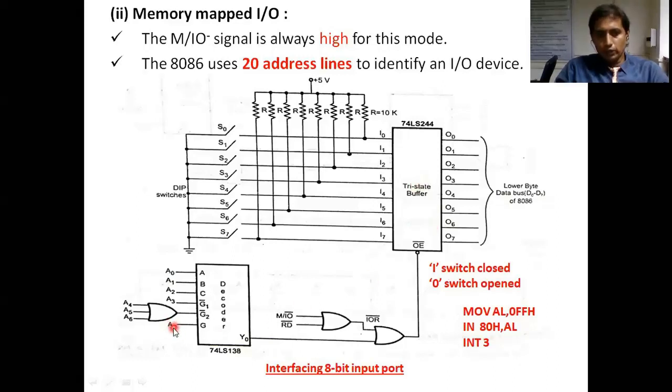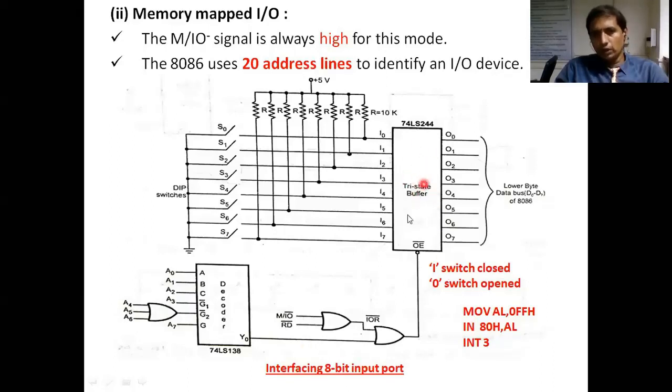If you observe, A7 is 1, and A6, A5, A4, A3 are all zeros. A0, A1, A2 are also initially all zeros. Then what is my address? A7 is 1 and the remaining A6 to A0 are all zeros. What is the equivalent hex? 80H is the address of this decoder.